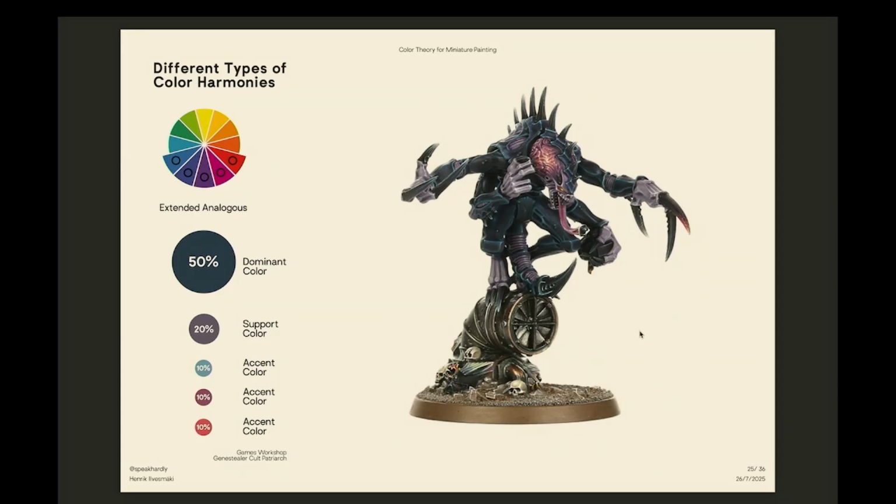In this Genestealer Patriarch from Games Workshop, you can see this used quite well. You have a lot of dominant color starting from the blue or cold spectrum, and then the supporting color picked from the colors next to it, and then on the opposite side or on the warm spectrum, you actually have the accent colors. You can see that the reddish oranges are the parts which your eye is drawn to.